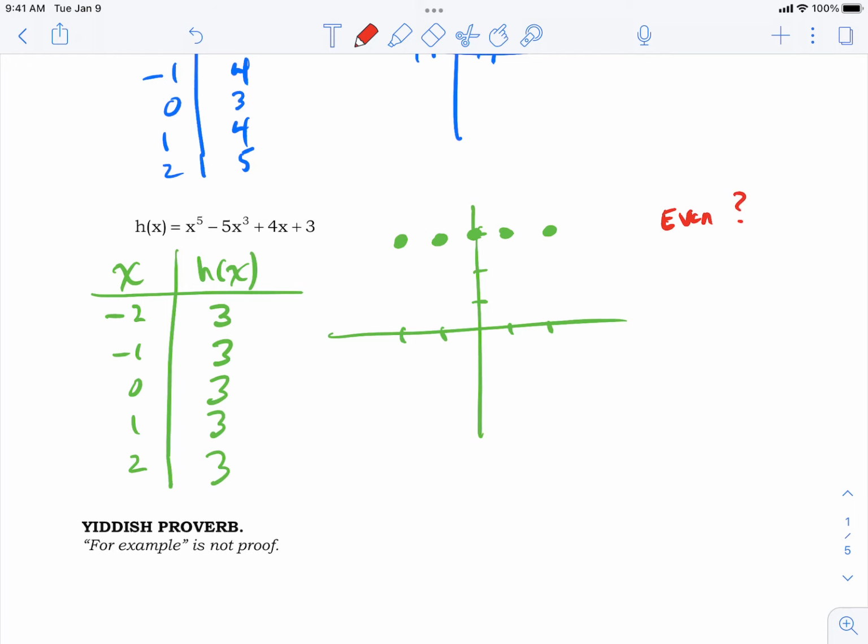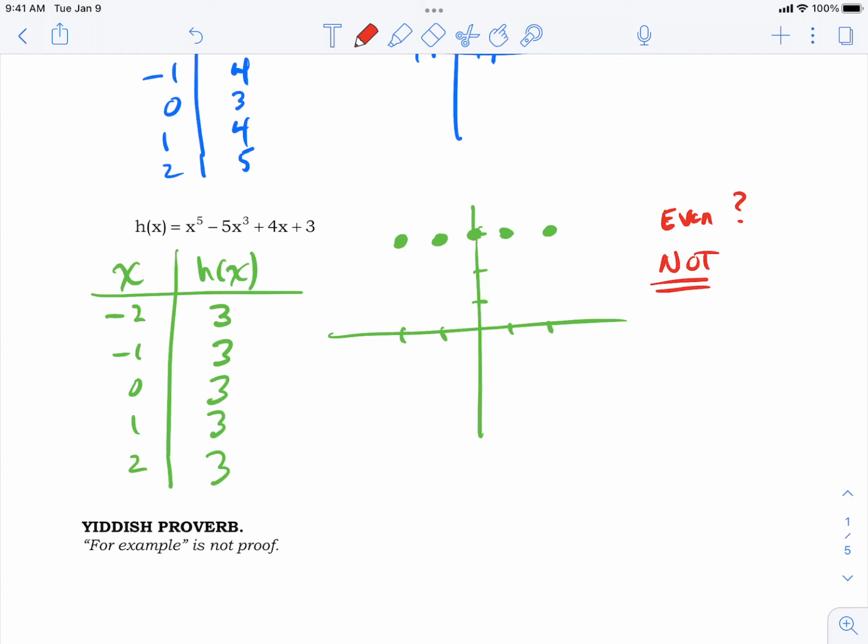Well, if that was the whole function, in other words, if the function only consisted of those 5 points, nothing in between, no other points anywhere, if that was the whole function, then yeah, it would be an even function, because this point is reflected over to here, this point is reflected over to here, it counts as an even function. This is not an even function.